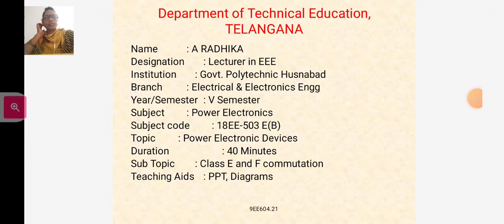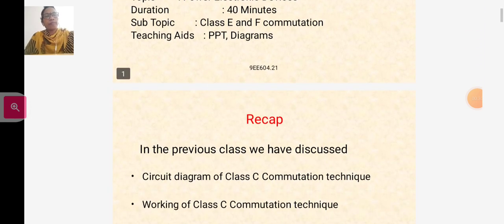This is Radhika. I'm going to discuss power electronics. Under that, we are going to discuss the class E and class F commutation. In last classes, we discussed class A commutation, class B commutation, class C commutation, and class D commutation. Today we are going to discuss the class E and class F commutation.